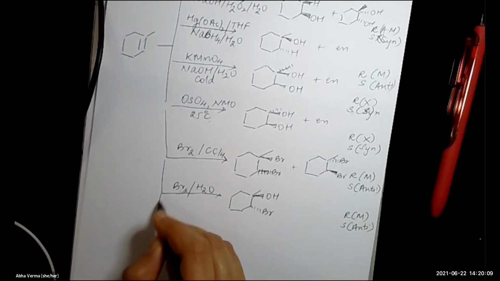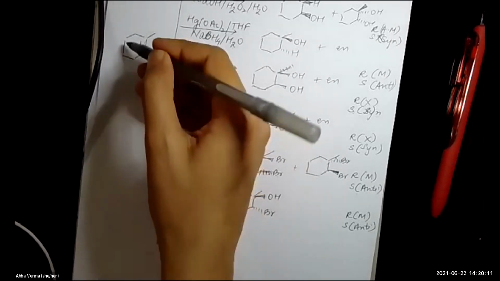This OH will attack from the opposite direction of the bromine bridge intermediate. Hence, we say it is going to be anti. Any questions so far? No questions? With this reagent, what if I add plain HBr? So these were my halogenation reactions.